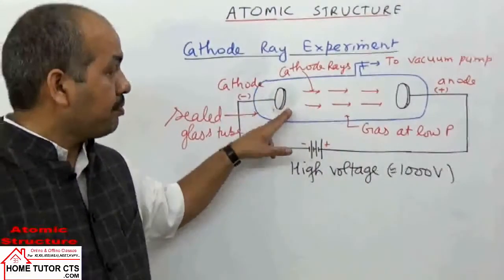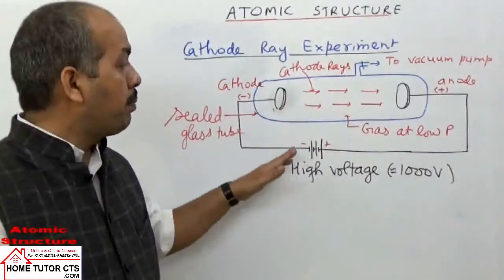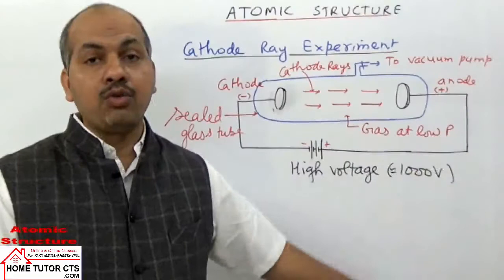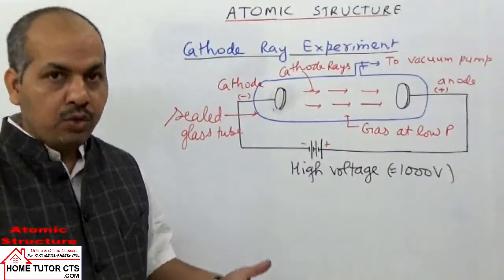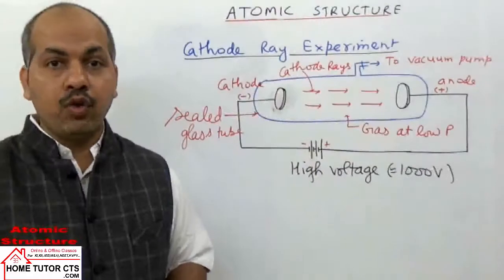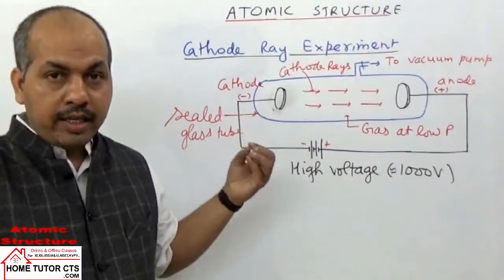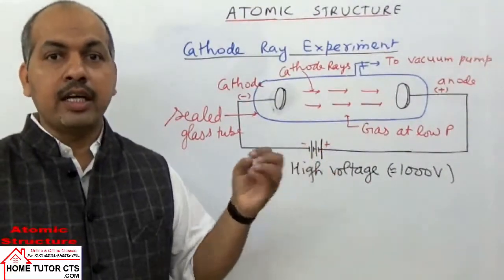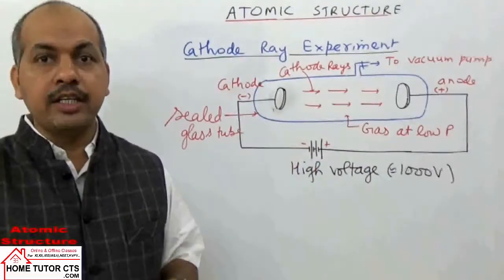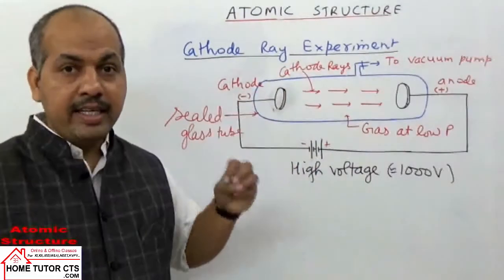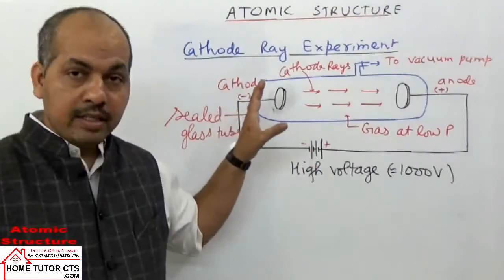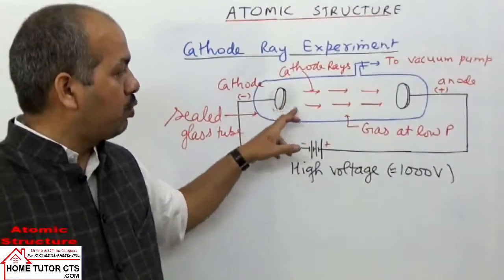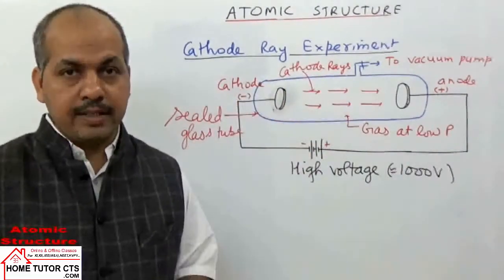First point done. What is the next point? We take two electrodes and apply a high voltage, a very high voltage of around 1000 volts. On applying this very high voltage through the discharge tube, what happens? The gas in the tube starts emitting a faint greenish light. So the gas will emit light. Why? It was said that particles are coming from the cathode. So these rays were called cathode rays.